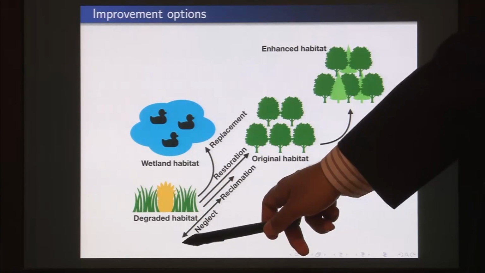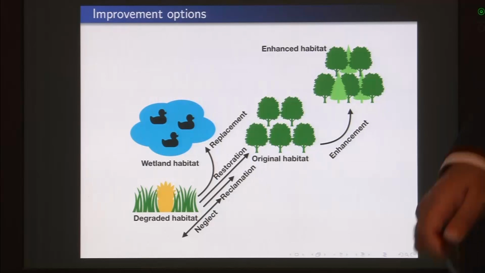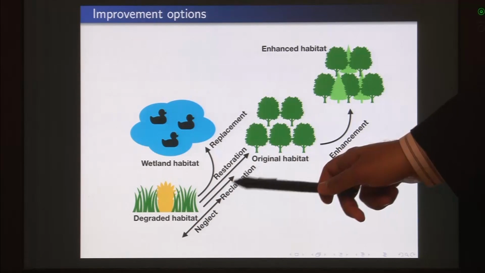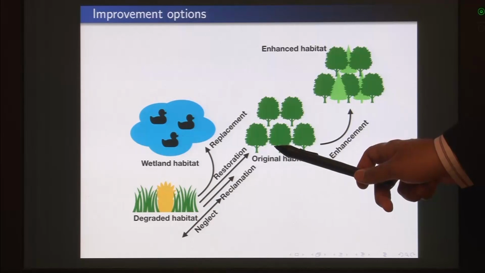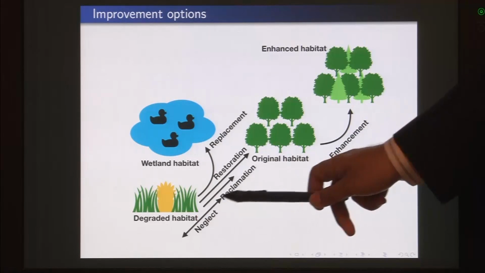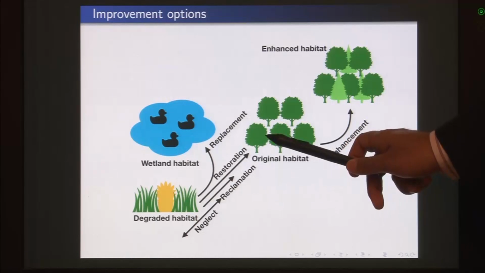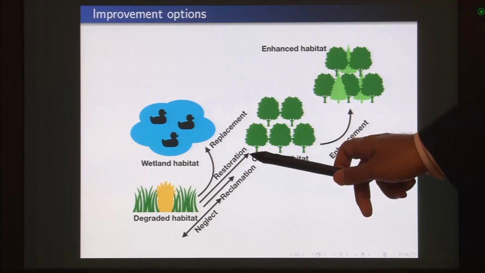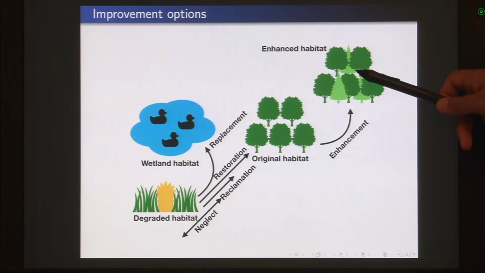Now neglect may further degrade it, or there may be some amount of improvement in the habitat by nature itself. But then if the amount of degradation is large, then next you could go for a reclamation. So in the case of reclamation, you are moving towards the original habitat. If you are able to completely reclaim, then it will be known as restoration. And then if you go beyond restoration, it will be called as enhancement.